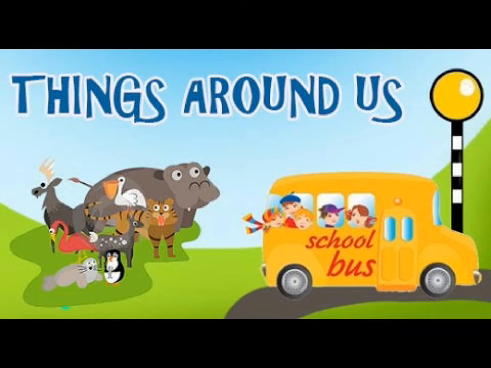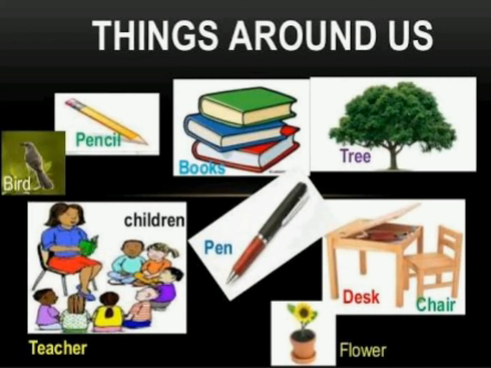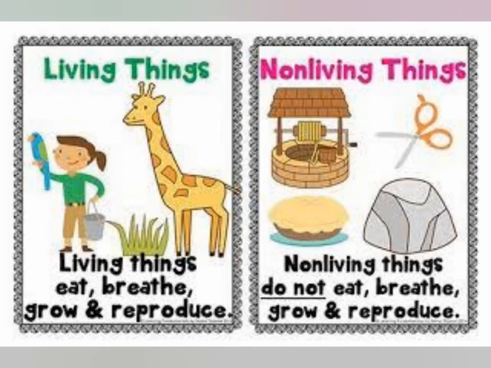Let us learn a new chapter, that is chapter 7, Things Around Us. We see so many things around us, like birds, water, light, chair, table, air, plants, and so on. Things around us can be broadly divided into two groups, living and non living. In primary classes, you would have learned some basic differences between living and non living things.